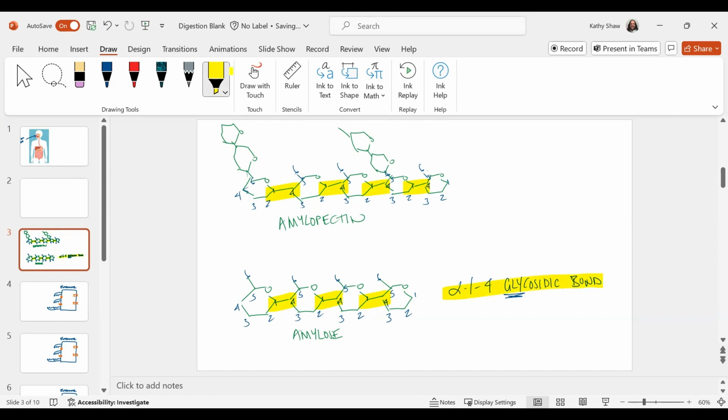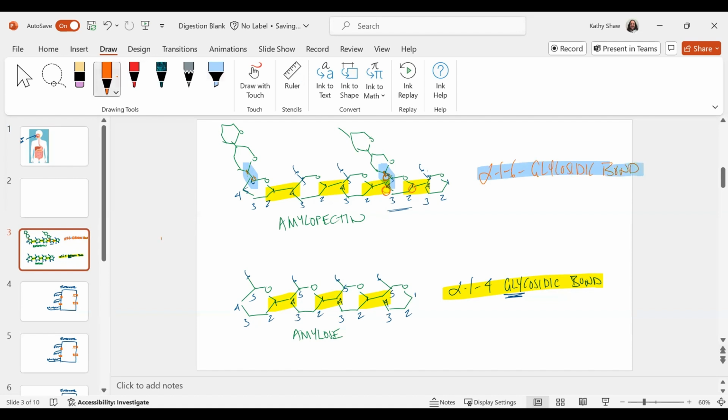But to make a branch, we need to connect a third molecule to two that are already connected. We look at this sugar: carbon 1 is occupied, it's attached to something. Carbon 4 is occupied, it's attached to something. Now we're going to use carbon 6 to attach to another carbon 1. I didn't do a very good job of showing it sticking up, but carbon 6 is attached to another sugar's carbon 1. So we have a carbon 1 attached to a carbon 6, an alpha 1,6 glycosidic bond, and that's what gets us our branching.